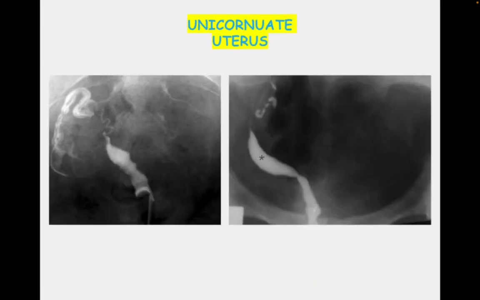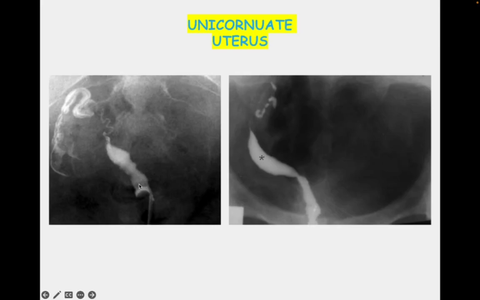So here you can see the unicornuate uterus. This picture is showing a unicornuate uterus. This is a typical unicornuate, a banana-like uterus. It is a tubular picture if you see on the radiograph, and one tube you can also see along with it. This is a typical banana picture. So this is a unicornuate uterus. Here also you can see tubal spill is there, and this is a banana kind of picture.